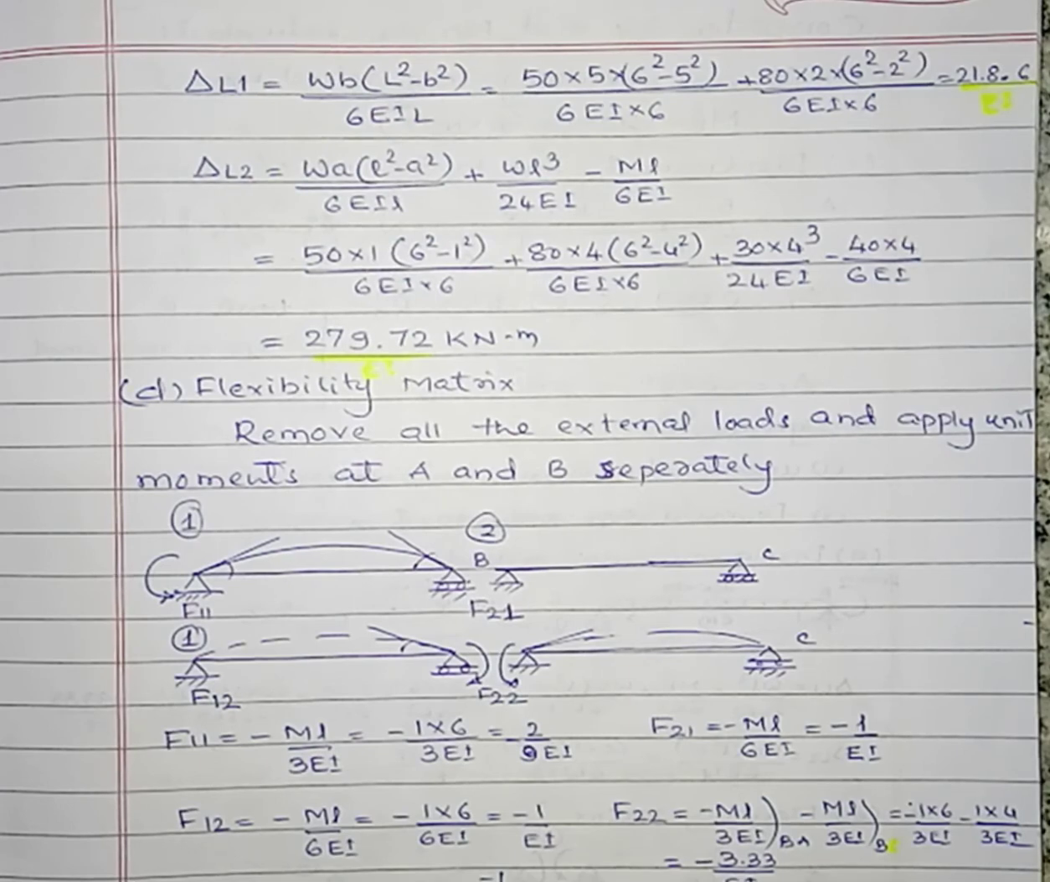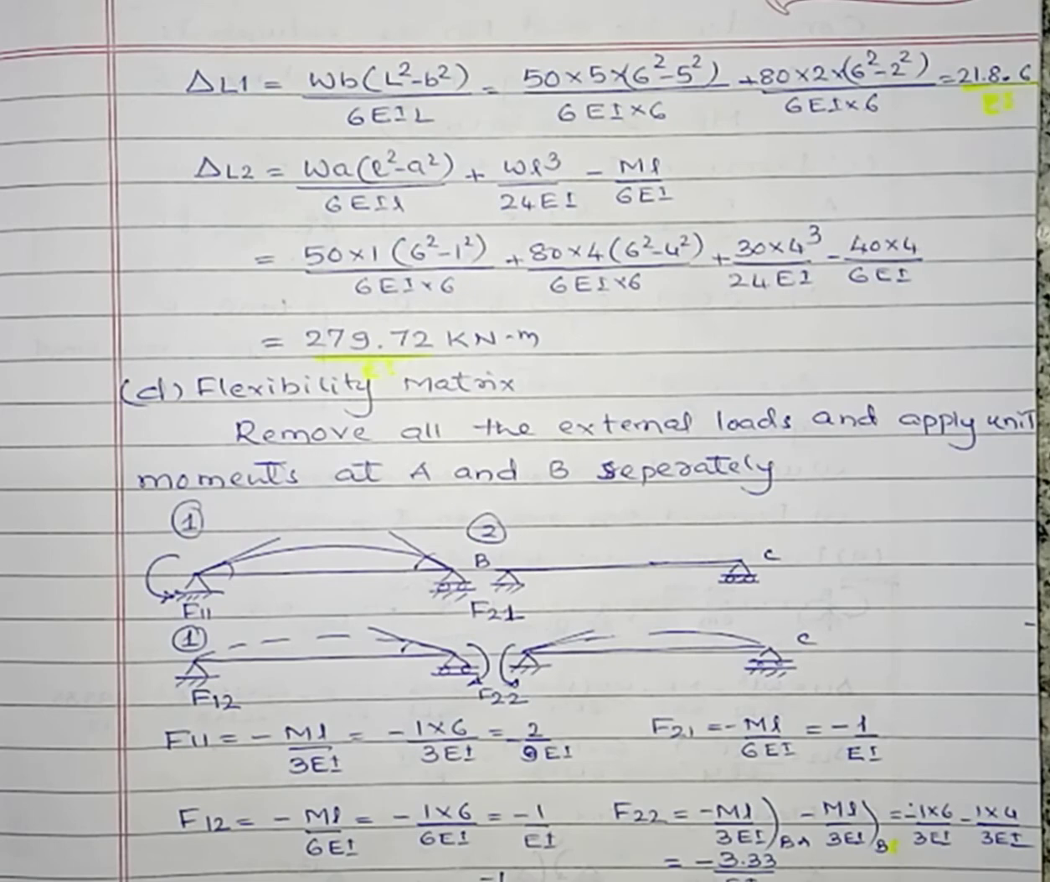By observing the two values, both are positive, that means our assumed directions are correct, both are hogging. We have applied the hogging unit moments at 1 and 2, hence MA and MB are hogging. Then by using those values we can easily draw the bending moment diagram and shear force diagram.